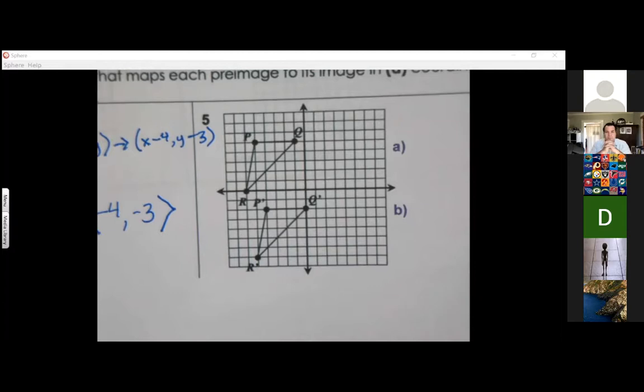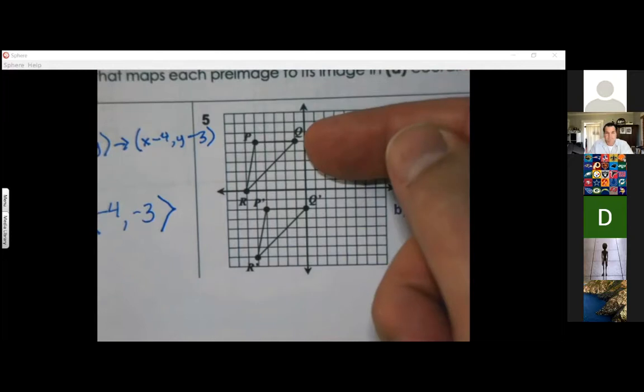Okay, so which one's my original here? Is it the top one or the bottom one? Top one, right? I was just going to screenshot it just so I can write it down.